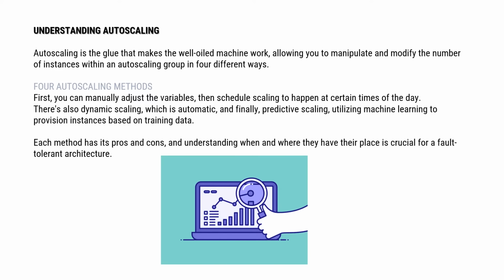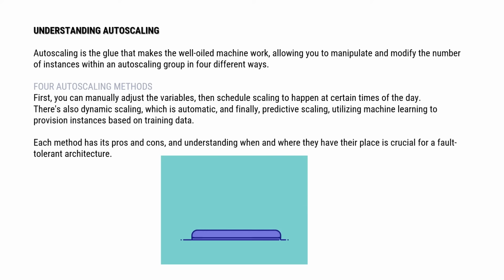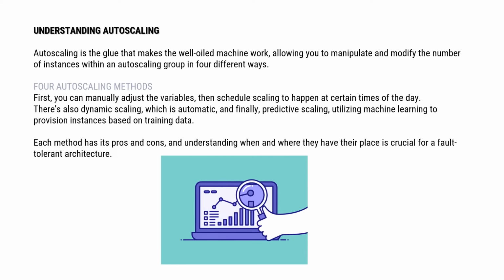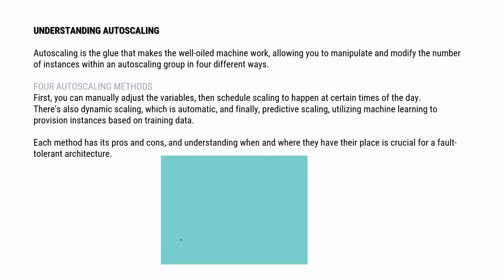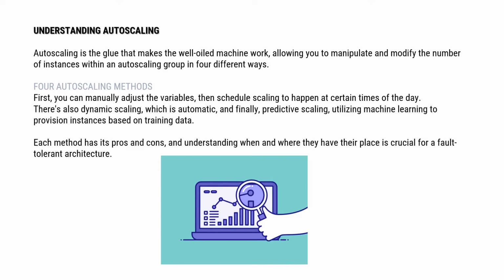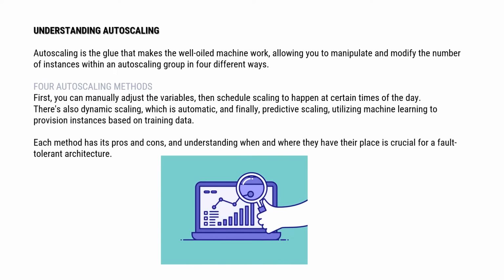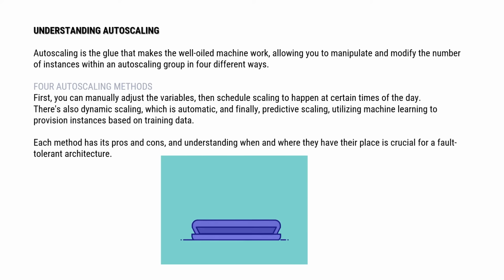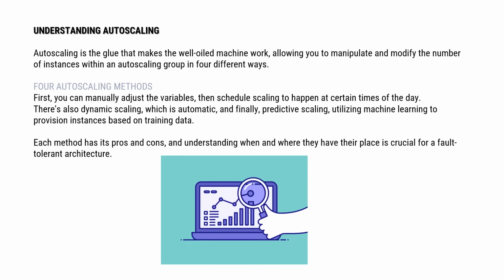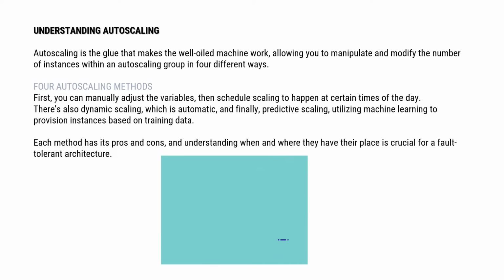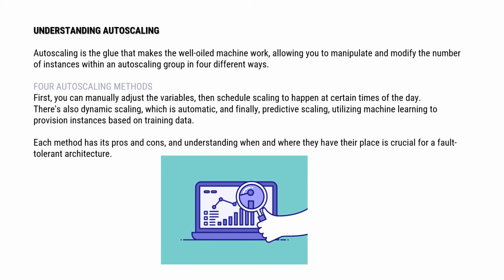Let's dive into the complexities and different methods of Auto Scaling to ensure your architecture's performance is top-notch. Auto Scaling is the glue that makes the well-oiled machine work, allowing you to manipulate and modify the number of instances within an Auto Scaling group in four different ways. First, you can manually adjust the variables, then schedule scaling to happen at certain times of the day. There's also dynamic scaling, which is automatic, and finally, predictive scaling, utilizing machine learning to provision instances based on training data. Each method has its pros and cons, and understanding when and where they have their place is crucial for a fault tolerant architecture.